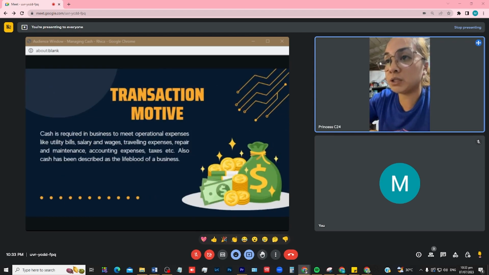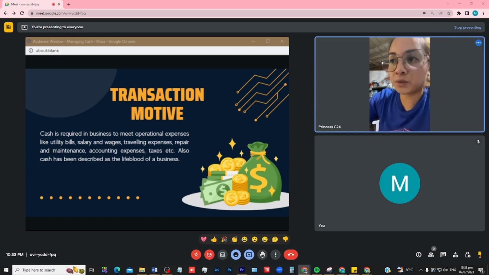Cash is required in business to meet operational expenses like utility bills, salary and wages, traveling expenses, repair and maintenance, accounting expenses, taxes, etc. Also, cash has been described as the lifeblood of a business.